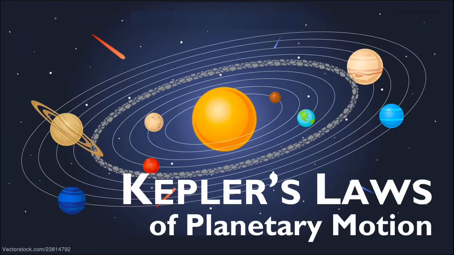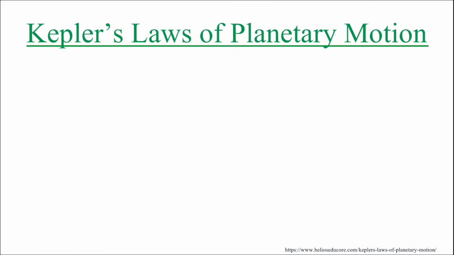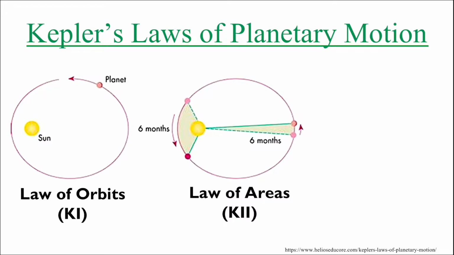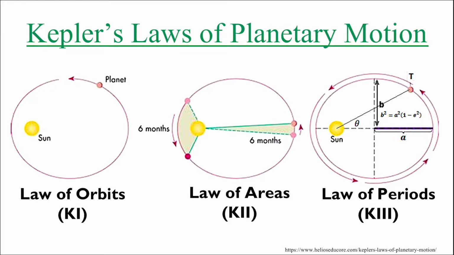Let's explore Kepler's laws of planetary motion. There are three laws that make up Kepler's laws of planetary motion: the law of orbits, the law of areas, and the law of periods. They're not officially referred to as such, but it makes them a lot easier to remember.